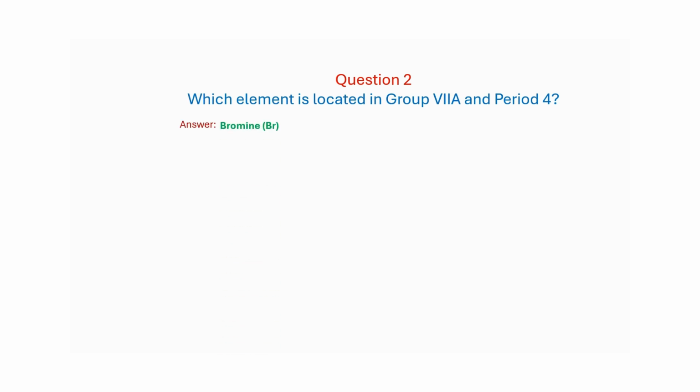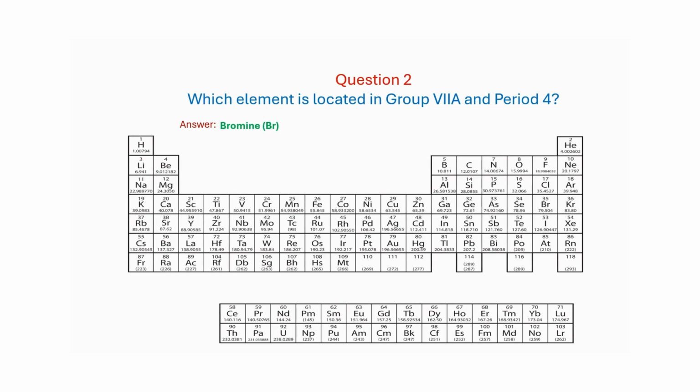Next and last question, which element is located in group 7A in period 4? And the answer is bromine. Let's take a look at the table. Group 7A and period 4, and bromine is the element that's located in the intersection between these two.